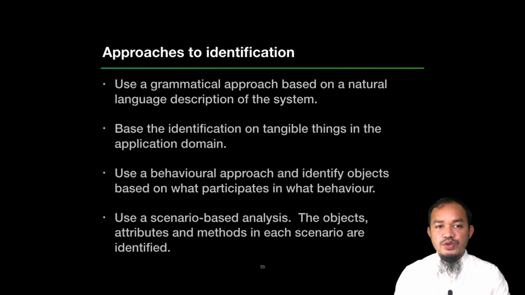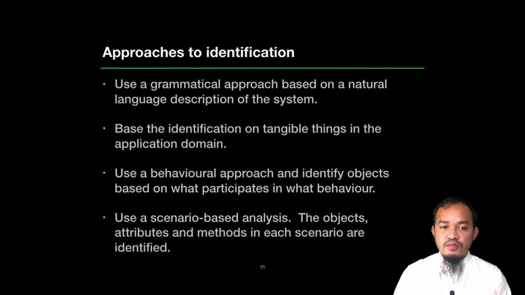There are many approaches to identify the object class, using a grammatical approach based on the natural language description of the system. If you look at the requirement, they are in natural language description of the system. So we take that sentence and try to identify the object, based on the different identification of tangible things in the application domain. What things are related to the application, we take to identify the class.